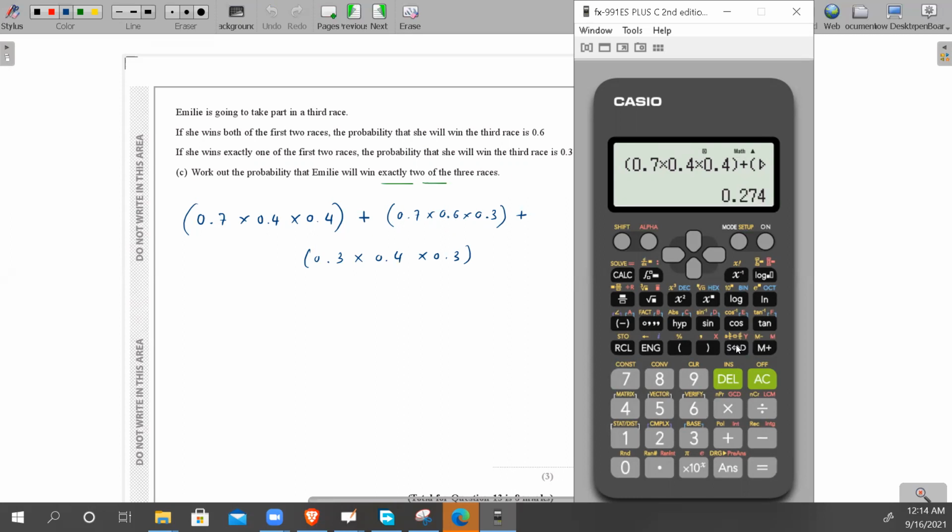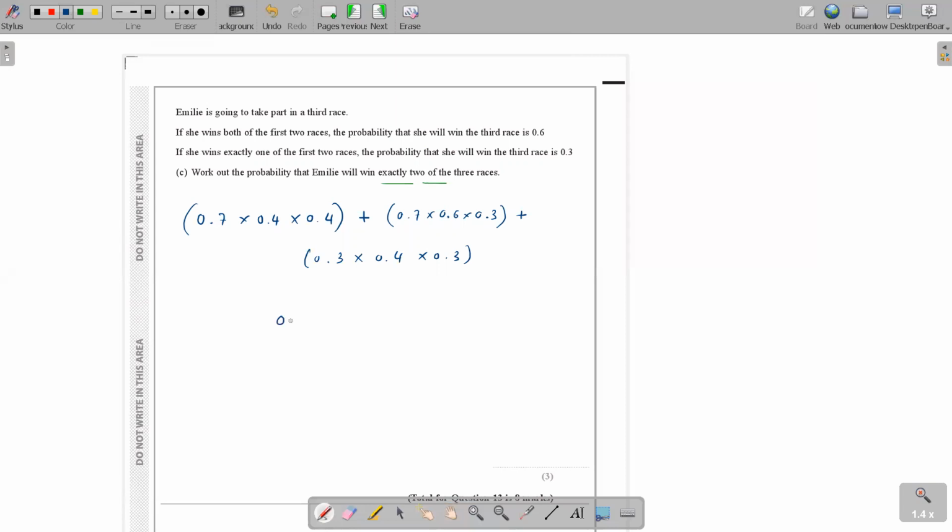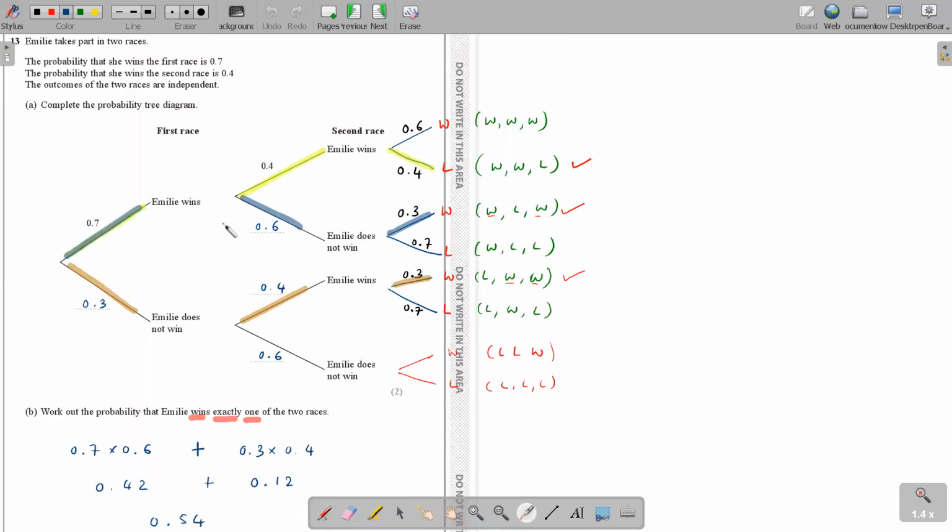So 0.274 is the answer finally. So the answer is 0.274. So this one was a little bit tricky because you really needed kind of like the help of this tree diagram, right? So at the end of the day, you could try to just keep this neat over here.